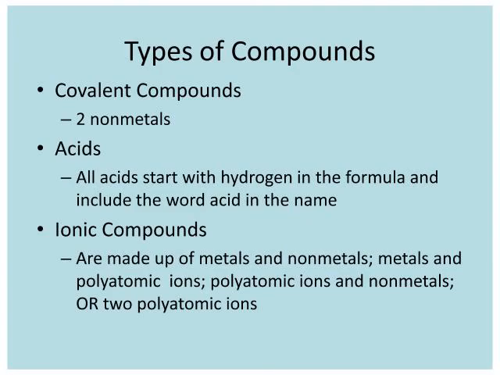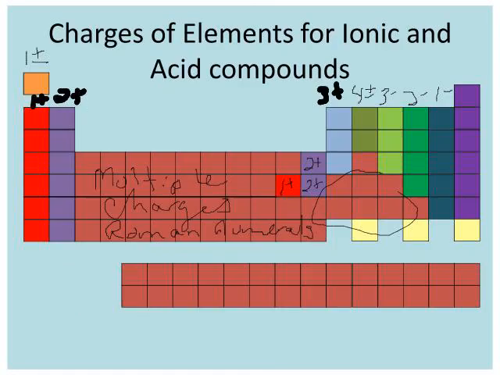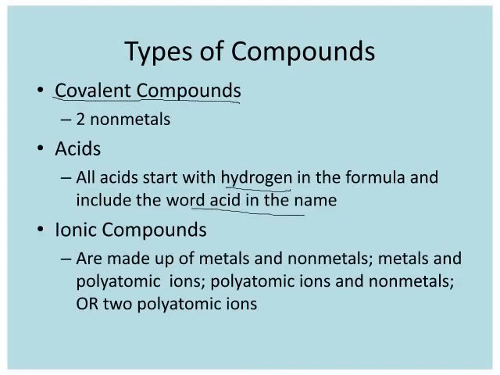You have your covalent compounds, which are 2 nonmetals coming together. And we'll talk about how they're named and everything else. You have acids, anything that starts with a hydrogen in the formula or has acid in the name, those will be your acids. And then you have your ionic compounds. That's where the charges are so important, because you'll have any oppositely charged things coming together. And polyatomic ions, that's what's on the back of your periodic table that we haven't dealt with so far.